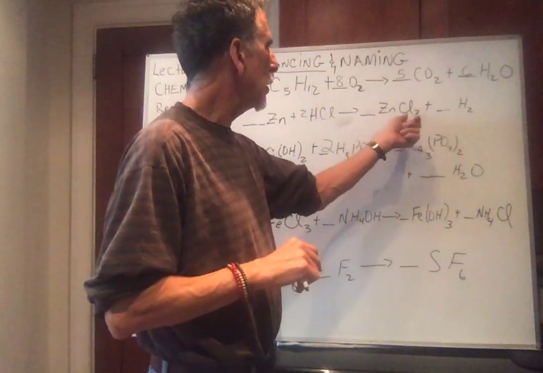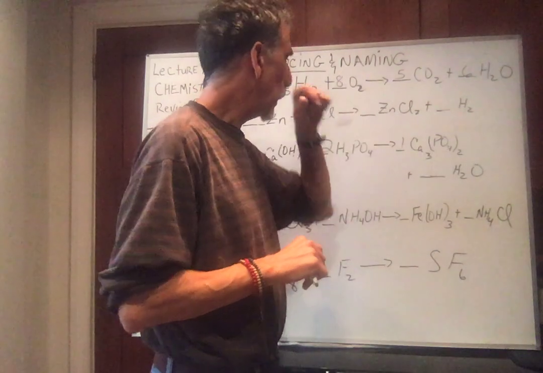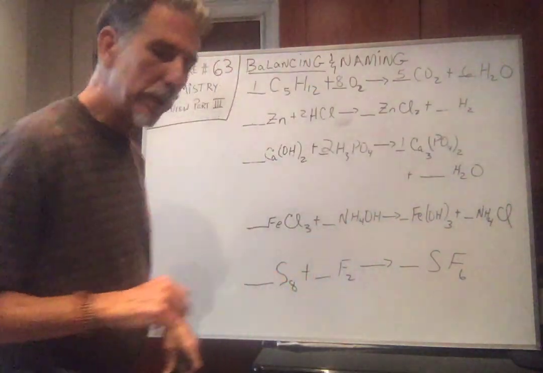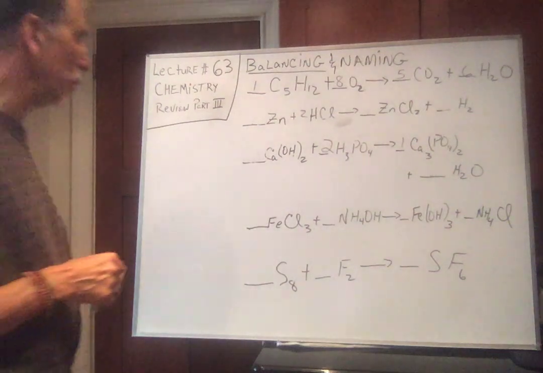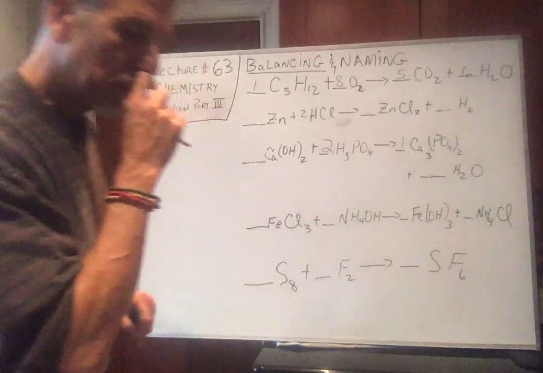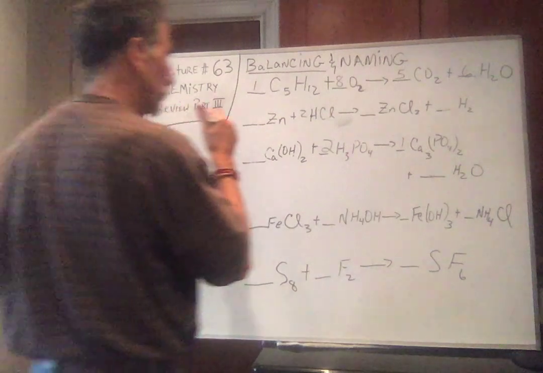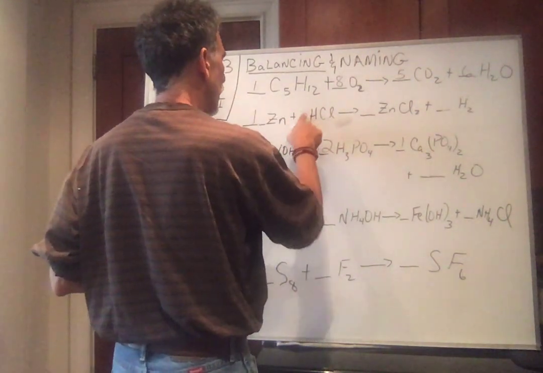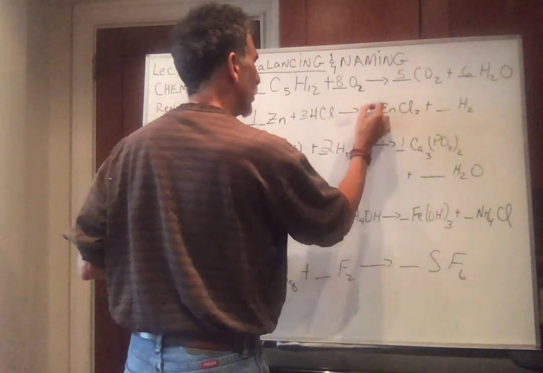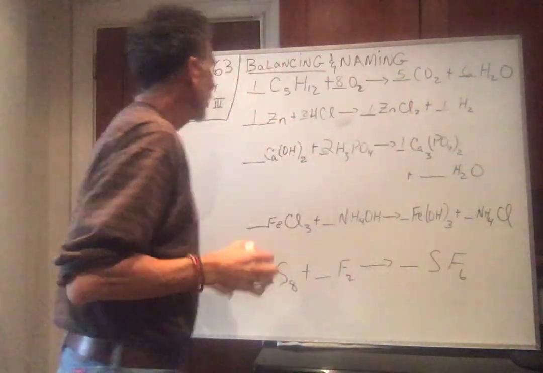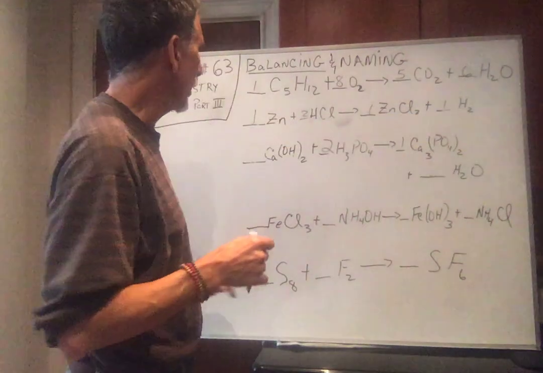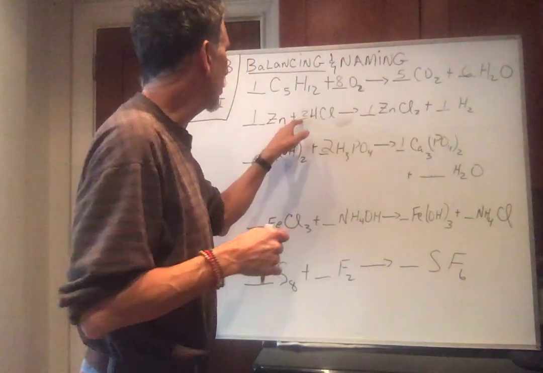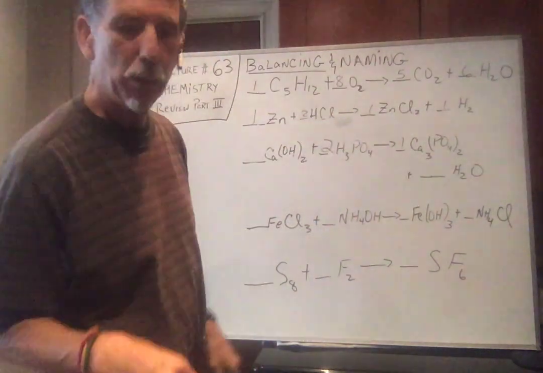We get zinc chloride, plus hydrogen gas. So we need to balance this one. This one doesn't look so bad. I don't think. Let me make sure. Oh, I already put a 2 here, right? The 2 already took care of the hydrogen, didn't it? 1 zinc, 1 zinc. 2 hydrogens, 2 hydrogens. 2 chlorines, 2 chlorines. Easy one.